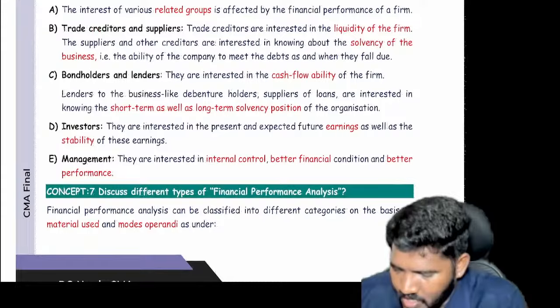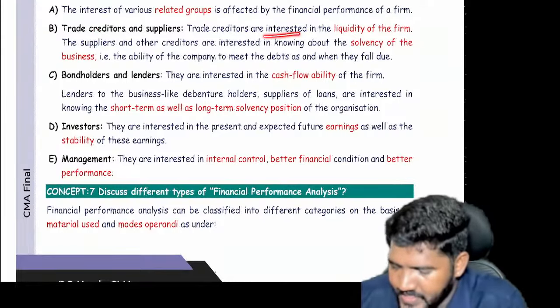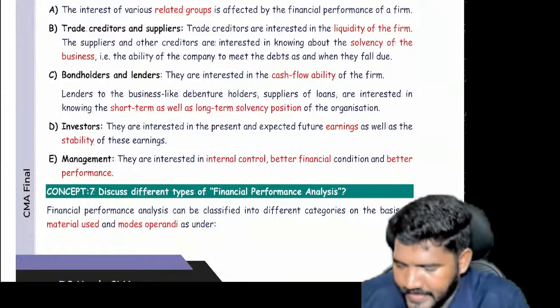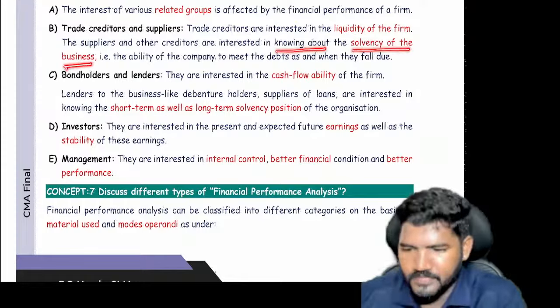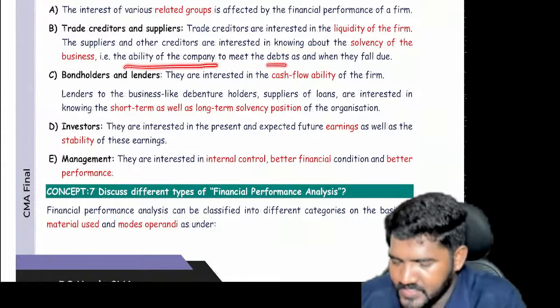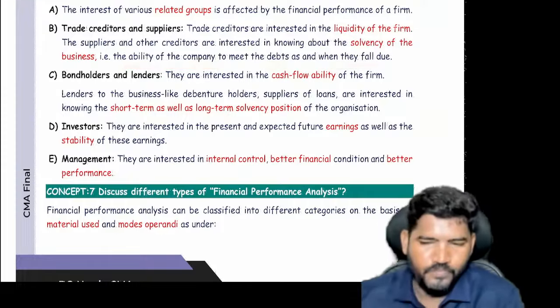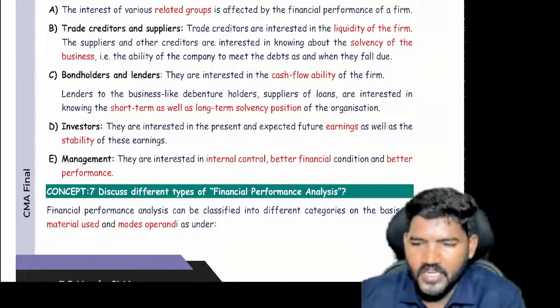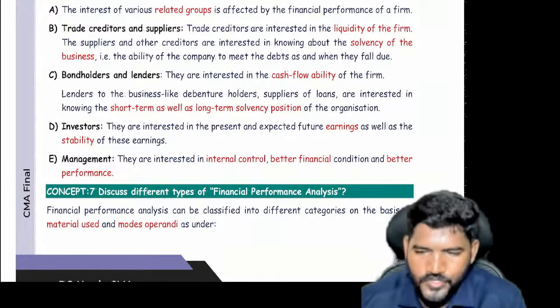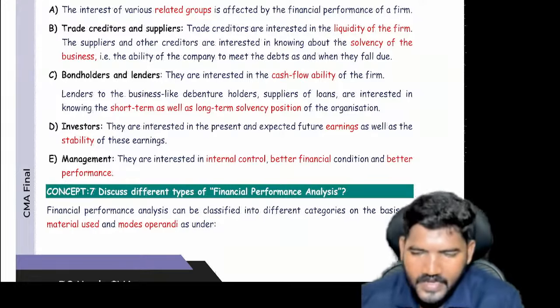Trade creditors are interested in the liquidity of the firm. The suppliers and other creditors are interested in knowing about the solvency of the business, the ability of a company to meet its debts when they fall due. So traders always check the liquidity position of the company. If a company has a strong liquidity position, they are ready to give credit.